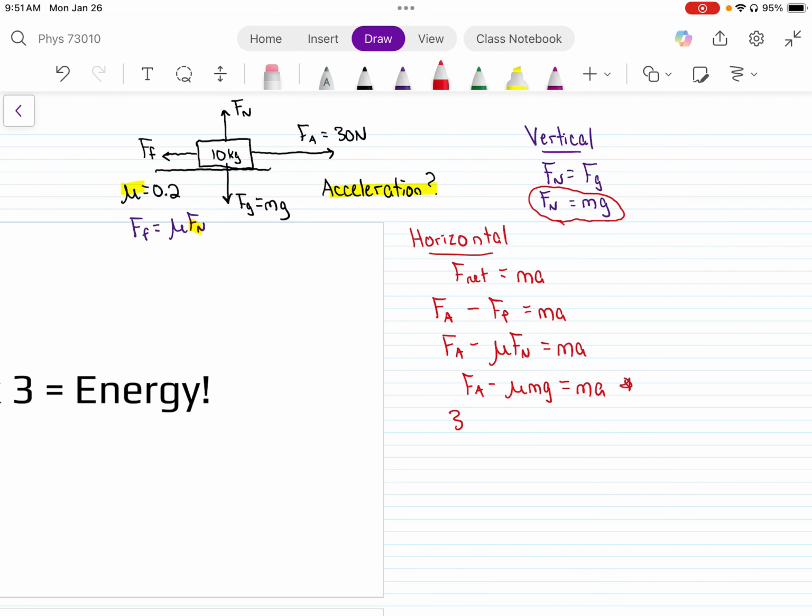M was 10, so we get something like that. That turns into the 30 still there. The 0.2, the 10, the 9.8.